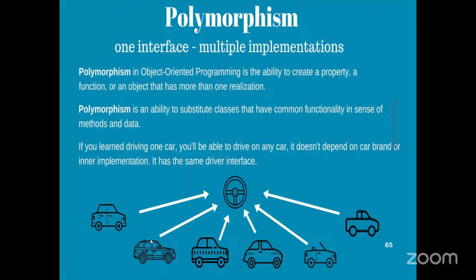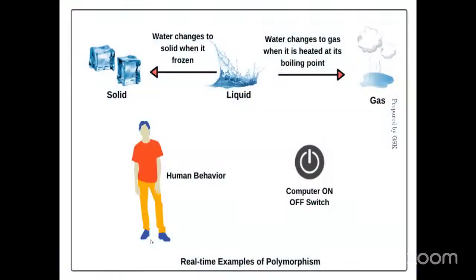So coming to the technical definition, one operator or one method shows different behaviors, called polymorphism. The different behaviors. Another real life example to understand polymorphism.